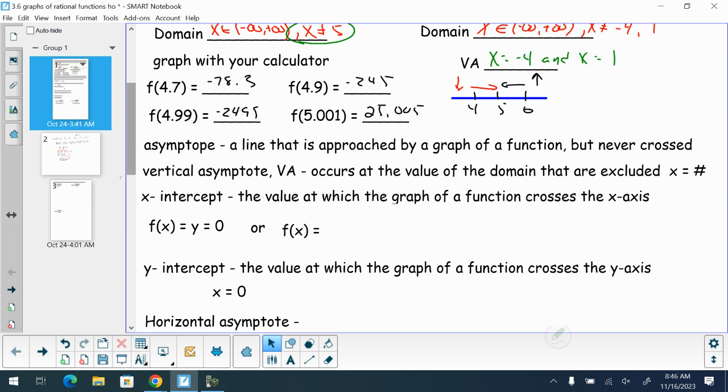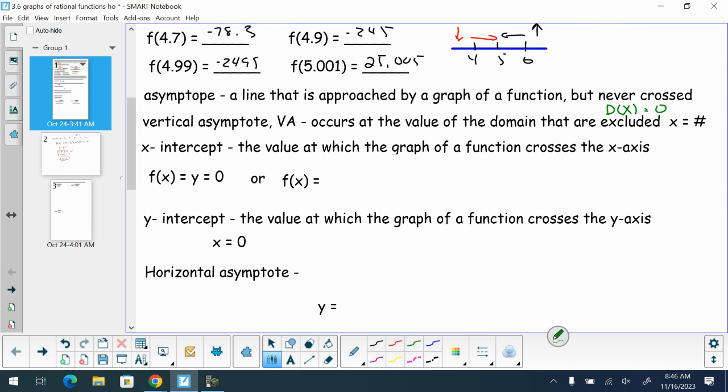The values you have to exclude are whatever makes our denominator equal to 0. So the vertical asymptotes occur at the values of the domain that we have to exclude, and those are the values that make our denominator equal to 0.